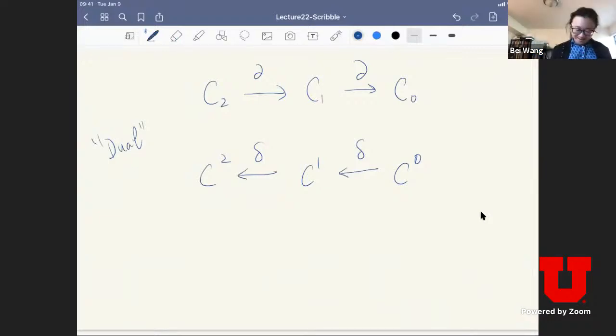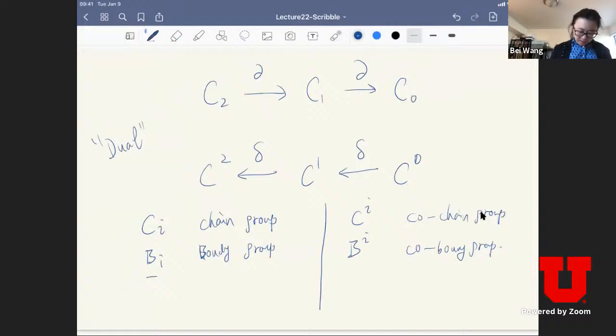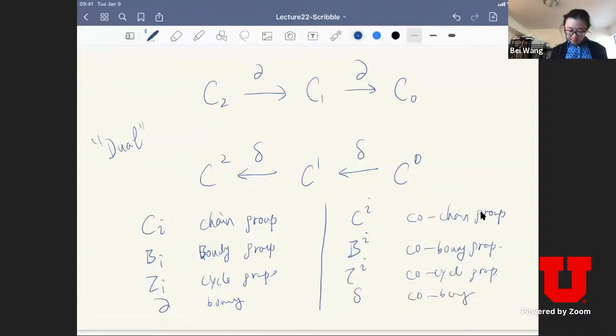So what is the notation here? C of i is the chain group. And on the right-hand side, C with superscript i is what's called the cochain group. B of i is the boundary group. B superscript i is the coboundary group. Z of i is the cycle group. Z superscript i is the cocycle group. Okay, and this symbol is for boundary, and this symbol is for coboundary. And H of i, lowercase, is the homology group, and H superscript i is the cohomology group.